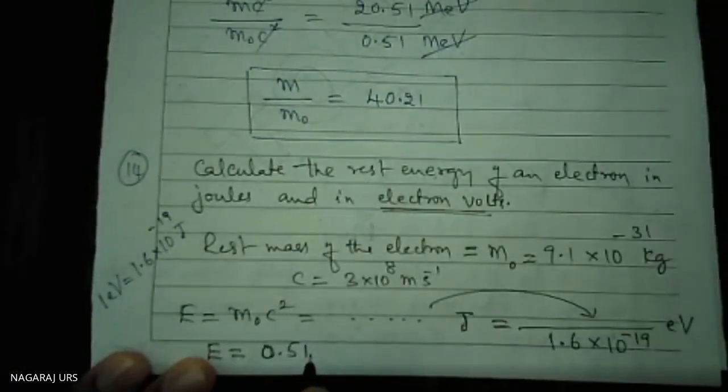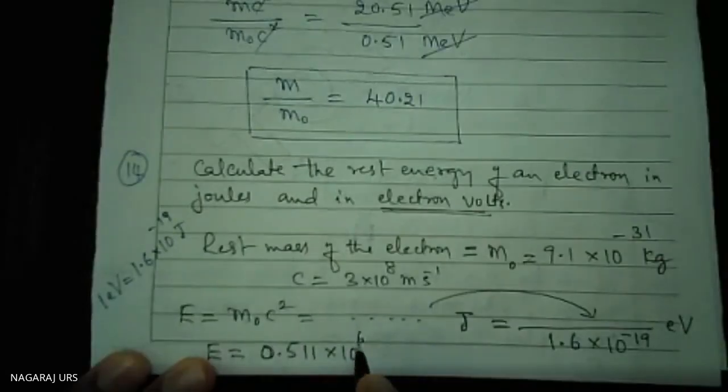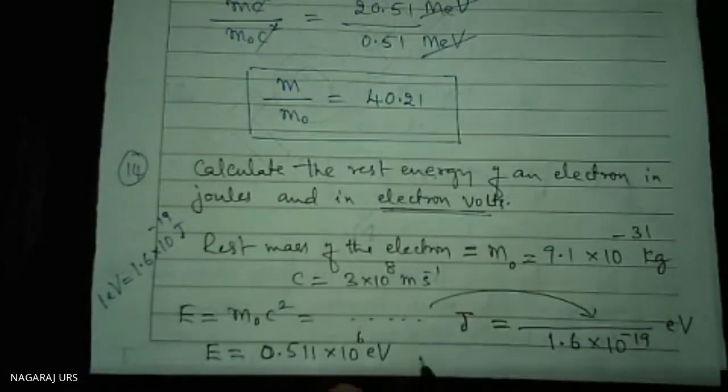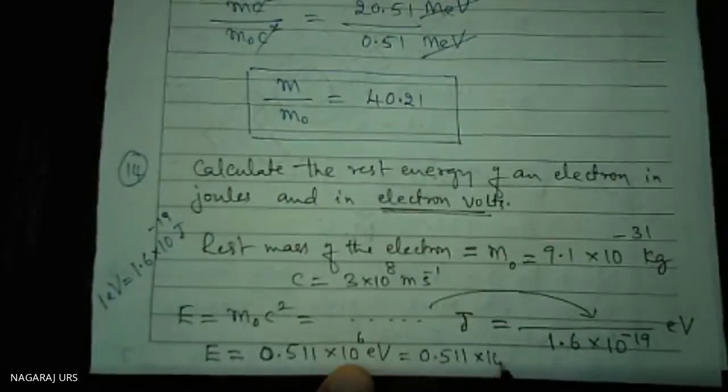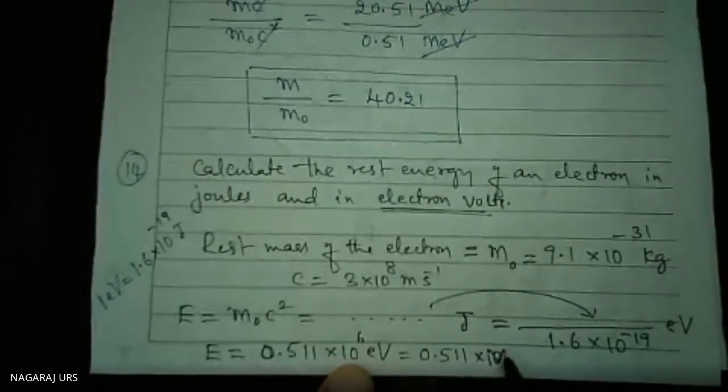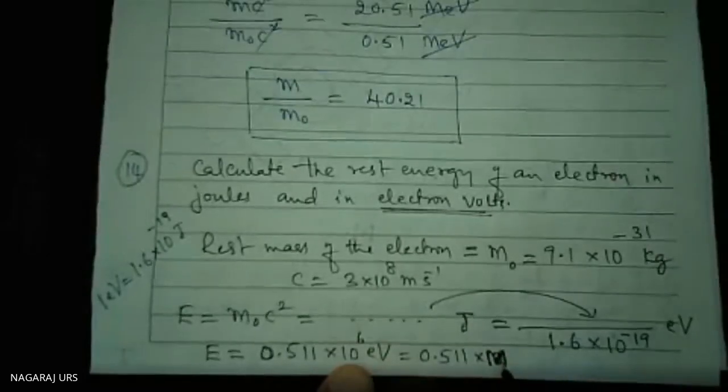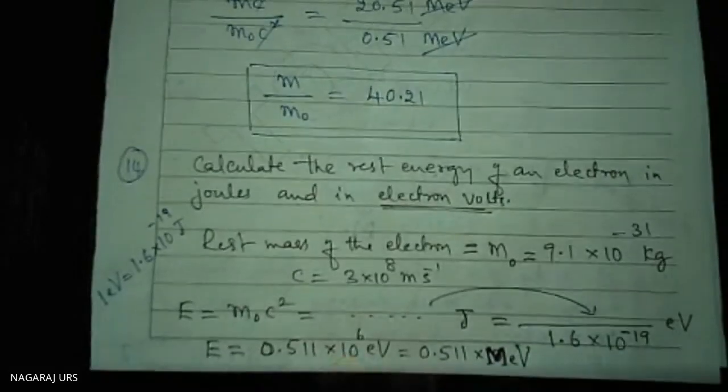Sir, 0.5118 mega electron volt. 0.5118, correct? Yes, sir. That is 0.511 times 10 to the power 6 eV. The 10 to the power of 6 can be removed and we can put a capital M here: million electron volt. Is it correct, Sandhya, now? Yes, sir. Okay, madam.